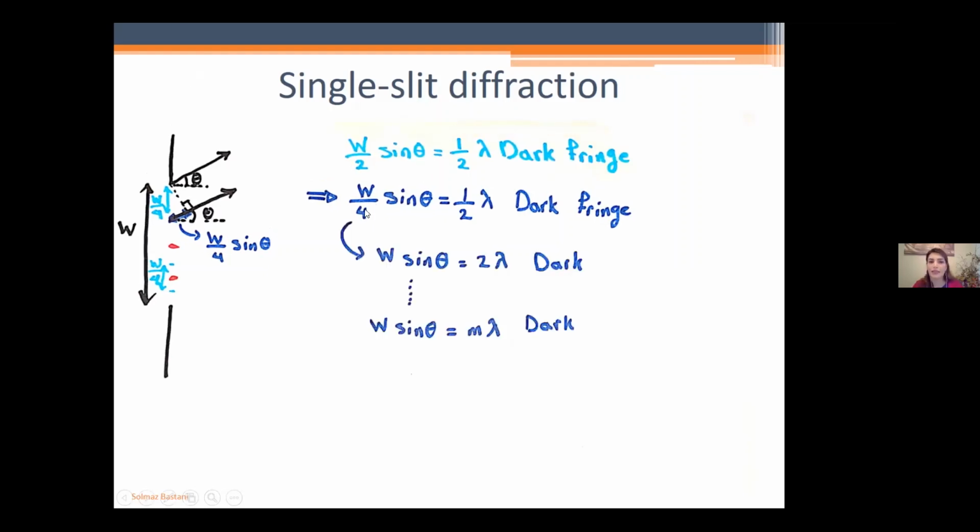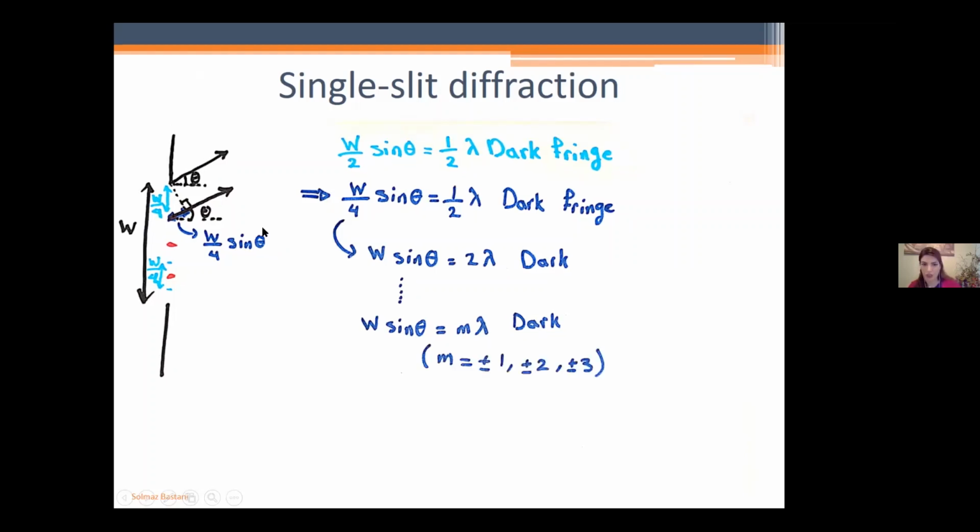you see that for the 4 one, this cancels with this, you get 2 here, and then for the next one you get 3, and then 4, and then 5, 6, 7. So in general, you can write that W sine theta equals M lambda for the dark fringe in the single slit diffraction. And this M can be plus and minus 1, plus and minus 2, plus and minus 3, and so on. All right, questions?